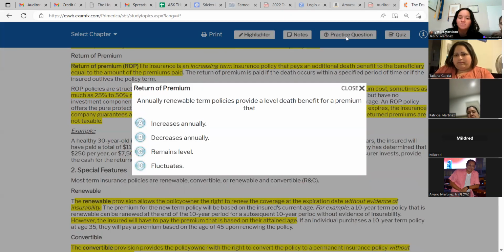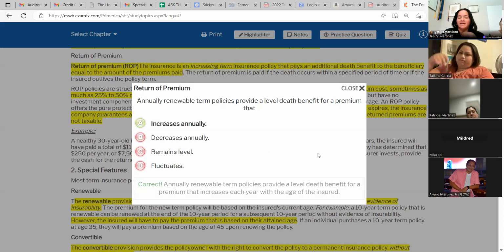Annually renewable term policies provide a level death benefit for a premium that increases annually, decreases annually, remains level, or fluctuates. But we just saw that with renewable, the premium kept increasing based on the age. Okay, so Ellie says it's A. Read the question again: annual renewable term. So we're renewing our policy every year. According to the graph I have in my head, it was leveling up according to the premium. It kept increasing because of my age. Correct. So your premium increases annually.